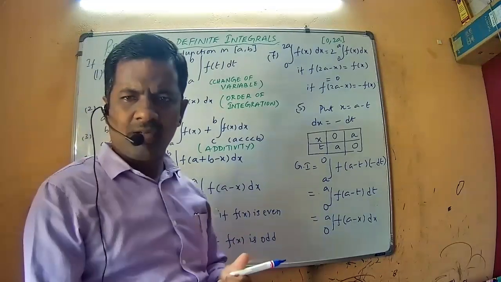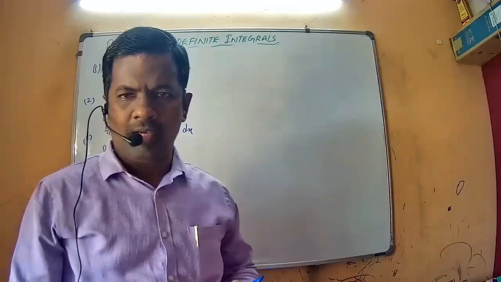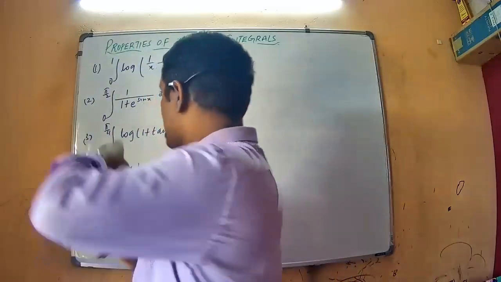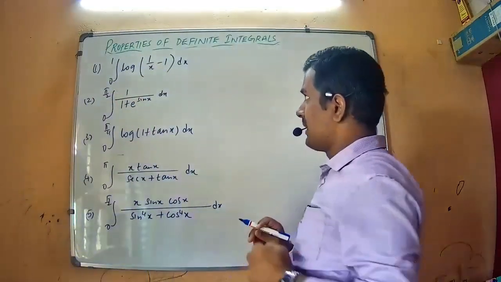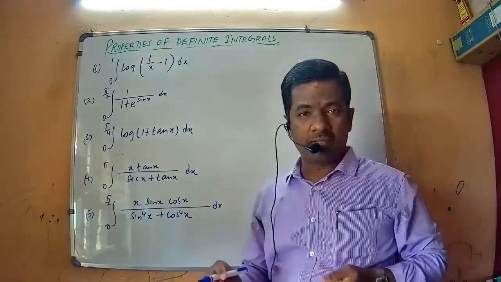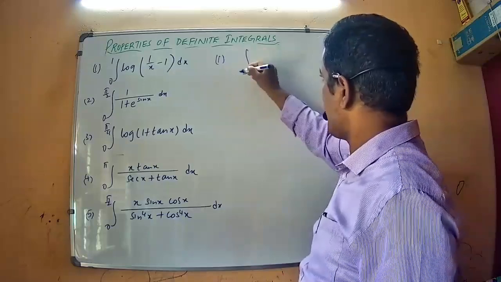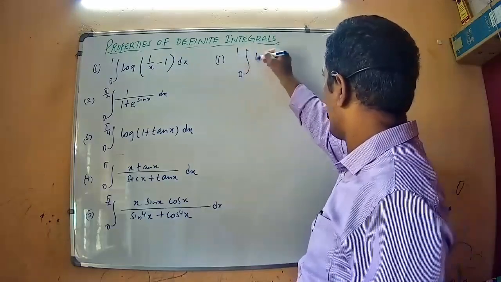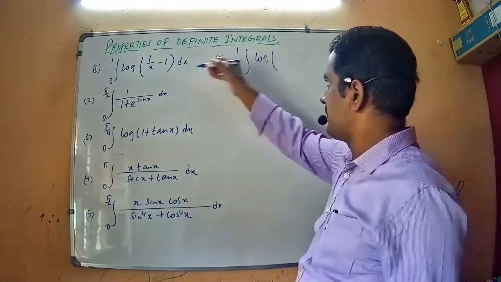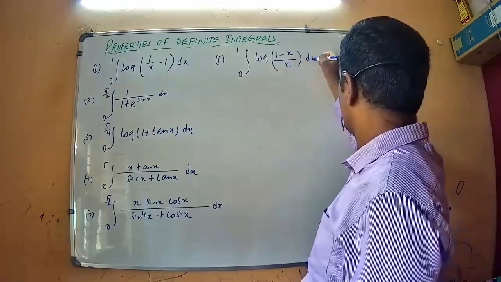Let us try to solve some problems based on these properties. Now, trying to solve the first question, the integral from 0 to 1 of log of (1 by x minus 1) dx. How to solve this particular question? Observe carefully. This is the integral from 0 to 1 of log of, take the LCM first of all, so this is (1 minus x) by x dx.